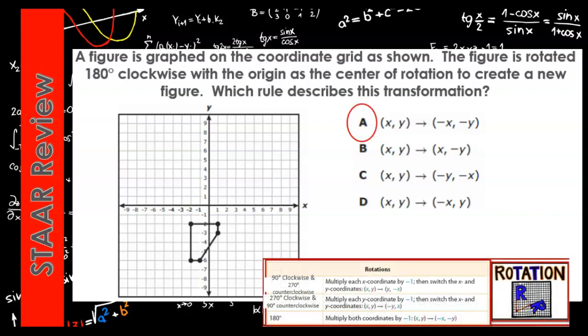All right, so when we're looking at a 180 degree rotation, our rule is negative x, negative y. Our coordinates stay in the same place. They do not trade places, but they change signs.